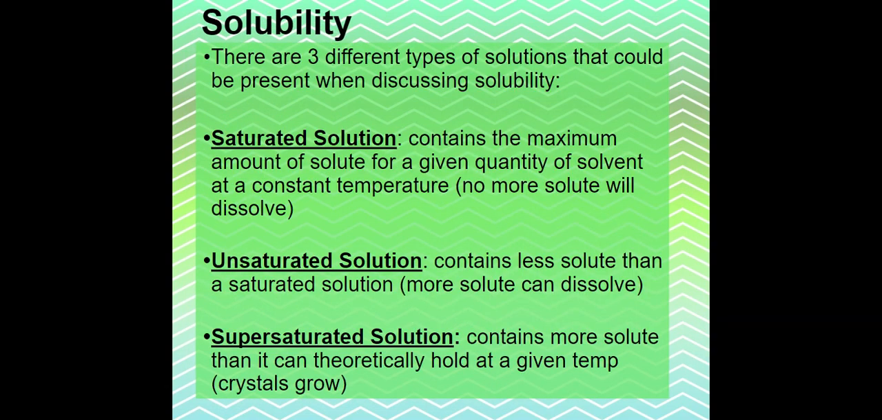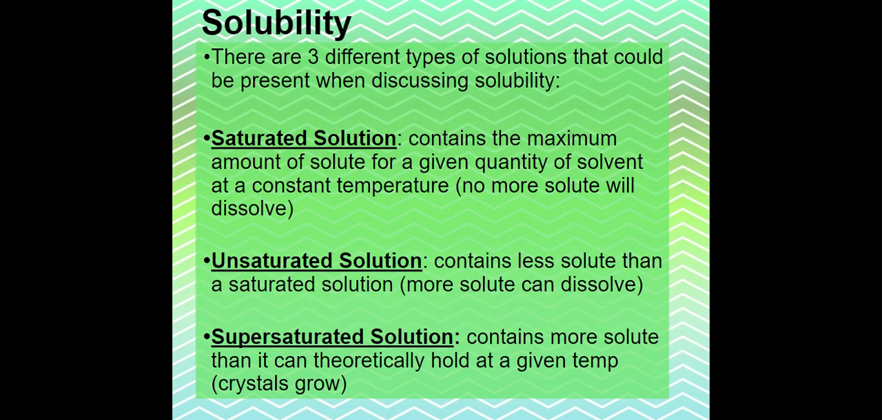So, three different types of solutions. You have a saturated solution. A saturated solution is when you are at the solubility limit. So you have dissolved the maximum amount that you are going to dissolve. You cannot dissolve any more. So that's like baby bear's porridge. It's just right. An unsaturated solution is where you can add more solute to be dissolved. So that's like mama bear's porridge. It's too cold. So you haven't added enough.